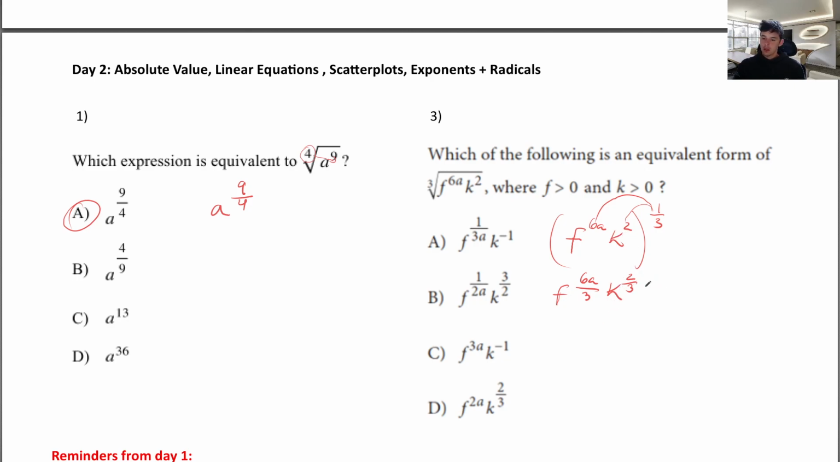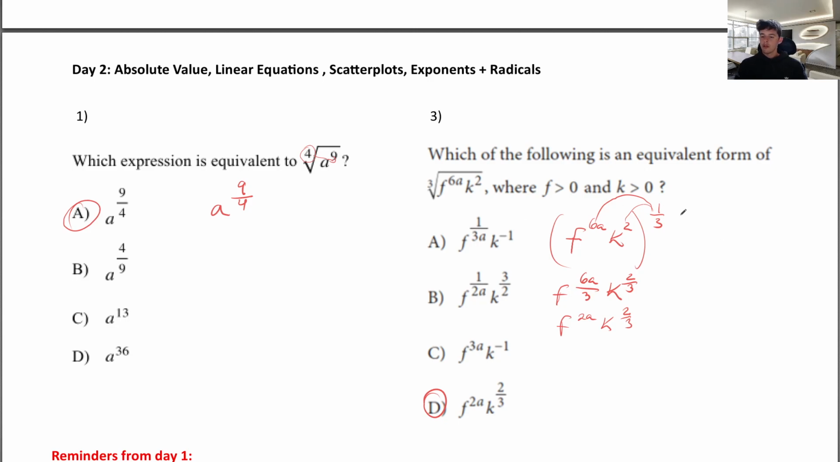So, simplifying this, we got f to the 6 divided by 3 is 2, 2a, k to the 2 divided by 3. Just because of the k, we know that d is right. So we didn't even have to solve for f if we were on the SAT.